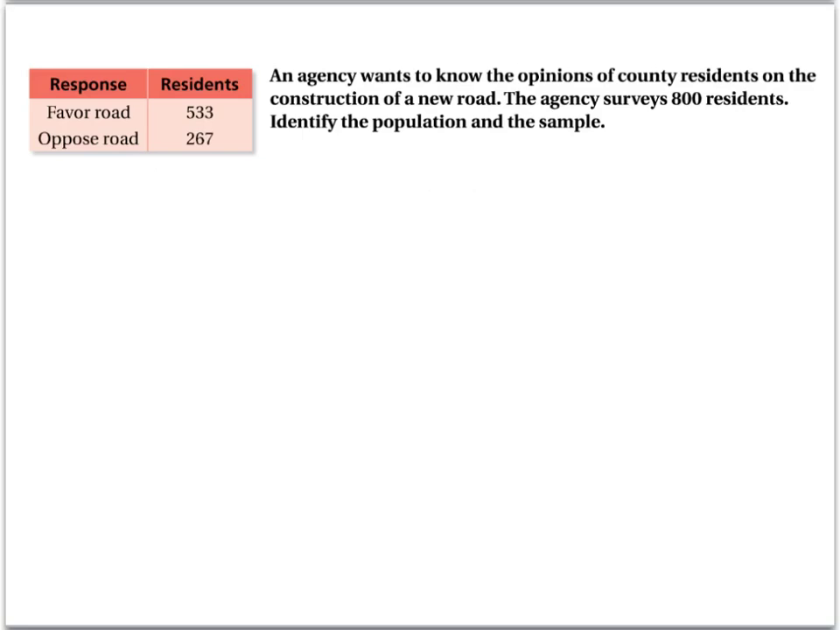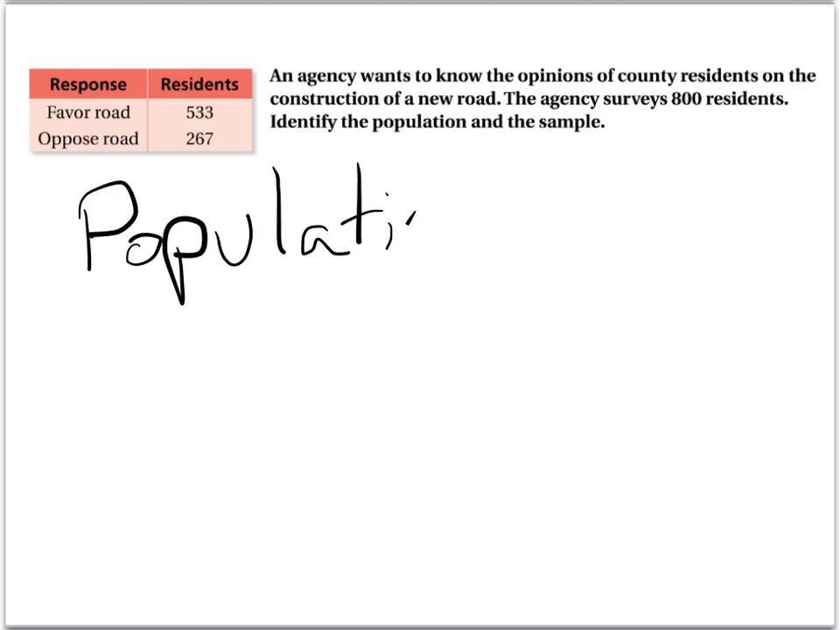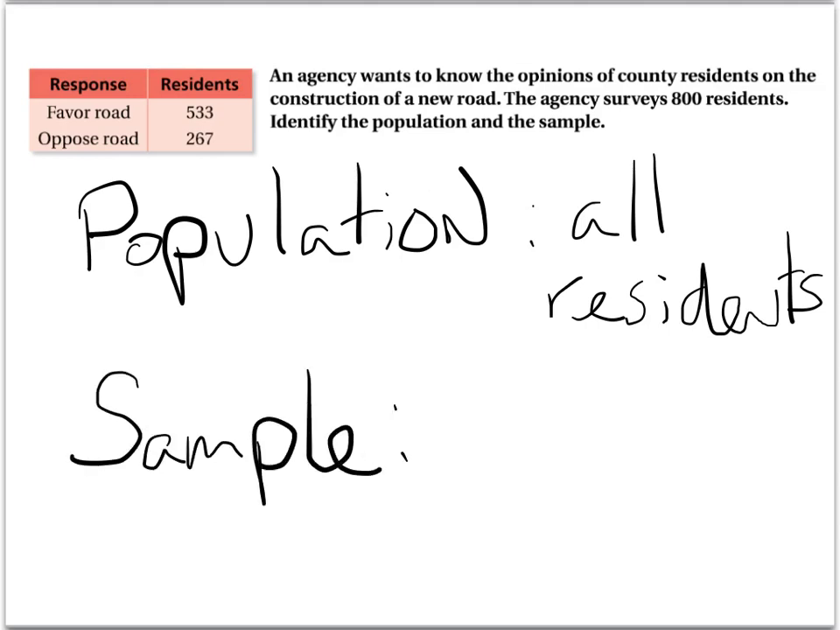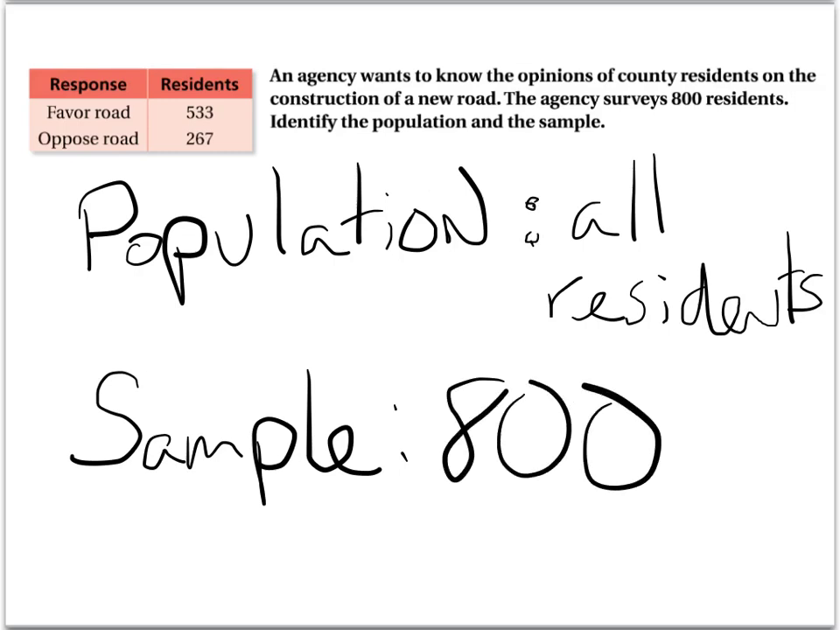It says here, an agency wants to know the opinions of county residents on the construction of a new road. The agency surveys 800 residents. Identify the population and the sample. Well, your population, in this case, is all residents. Obviously, they didn't survey all, so that's your sample. The sample is what they surveyed, and they surveyed 800 residents. So understand the difference: your population is everybody, and their sample size is what they surveyed.